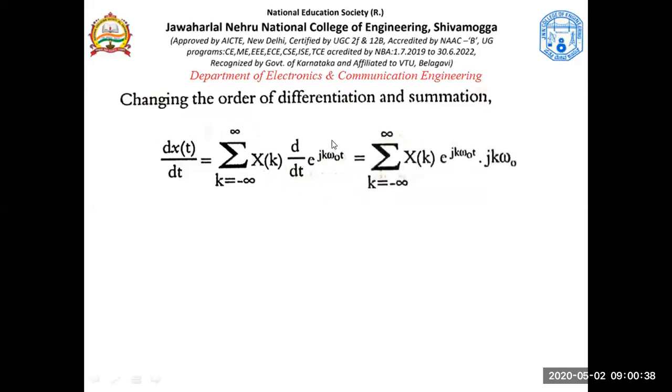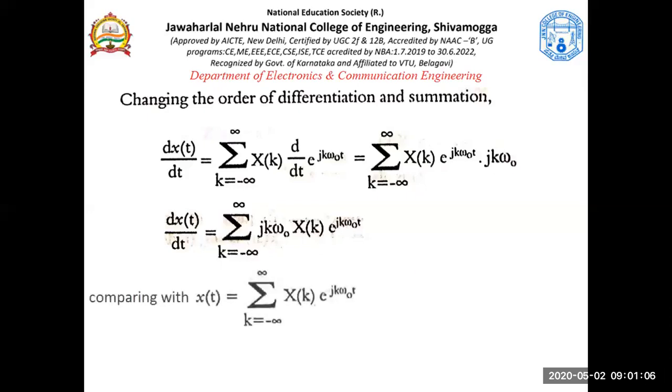So how does it look now? Here it's e power j k omega naught t into j k omega naught, because it's a function of t and we are differentiating with respect to t. That's why this becomes so. You all should know this. Fine. What's happening now? This j k omega naught is brought along with this x of k. Just rearrange this. Now compare this equation with the equation for x of t.